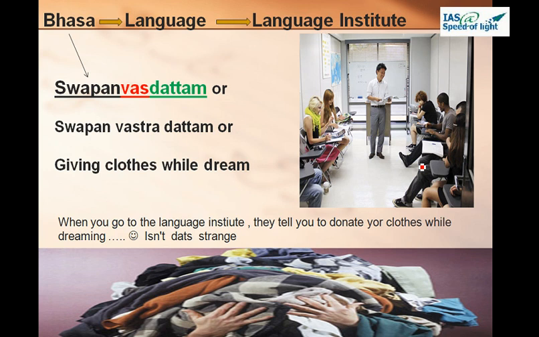Bhasha. Right? Bhasha was the author and Bhasha means language. And for us, language means a language institute. Right? A normal language institute. So he wrote one book, Swapna Vasavadattam. Very difficult. What does it mean? Let us simplify it. Swapna means dreams. Vastra means clothes. And Dattam means giving away. Right? So giving clothes while dreaming.